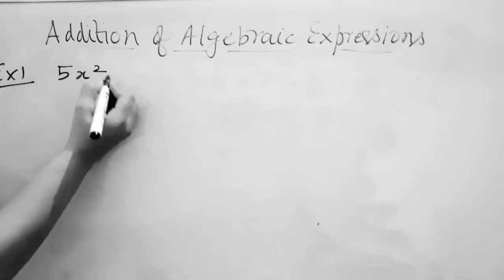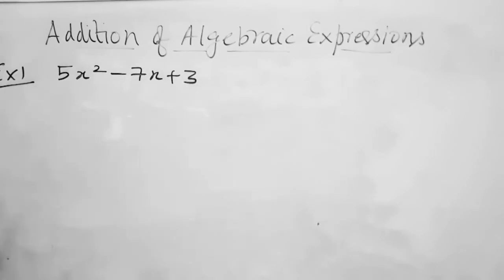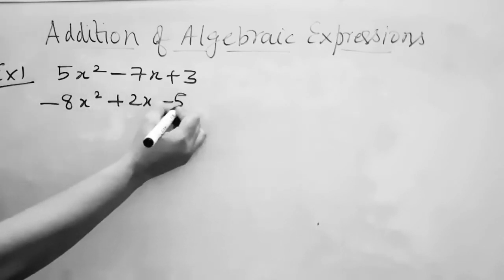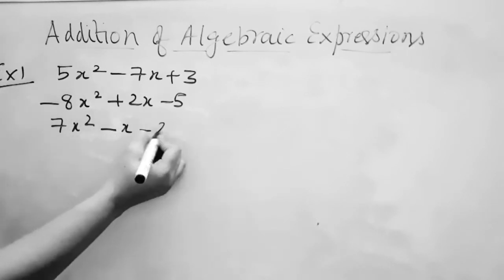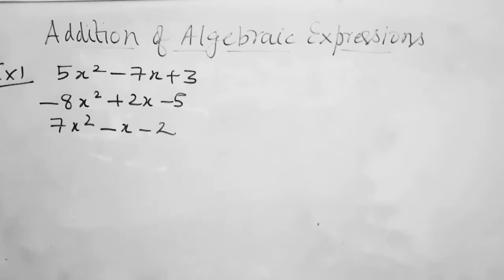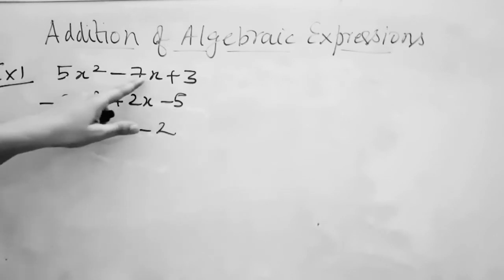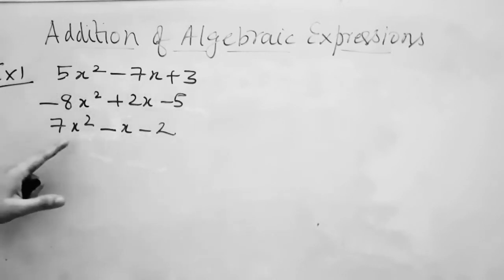So, 5x square minus 7x plus 3 has to be added with minus 8x square plus 2x minus 5 and one more algebraic expression, 7x square minus x minus 2. In total, how many algebraic expressions do we have? We have 1, 2, 3. Three algebraic expressions. Now, how many terms are there in each algebraic expression? 1, 2, 3. Three terms. This one also has 3 terms.